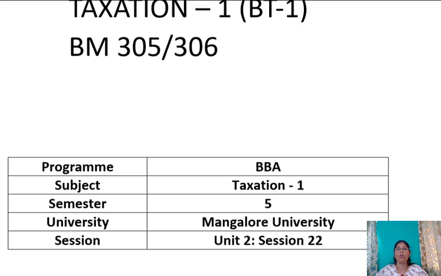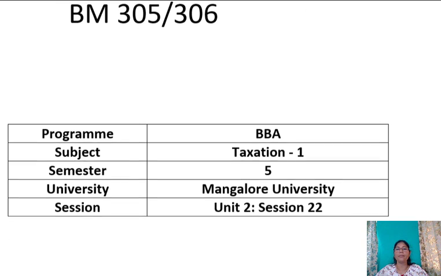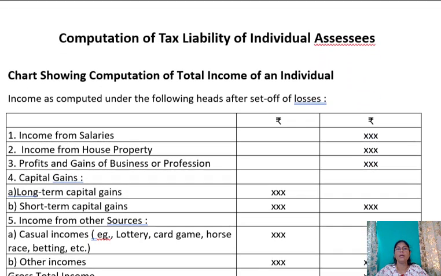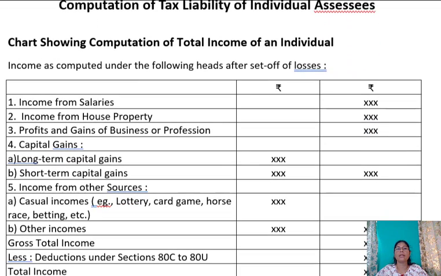Session 22 of Unit 2 of Taxation of 5th Semester BBA of Mangalore University. In this session, let us study about the computation of total income and tax liability of individual assessees. Now, this is the chart showing computation of total income of an individual.